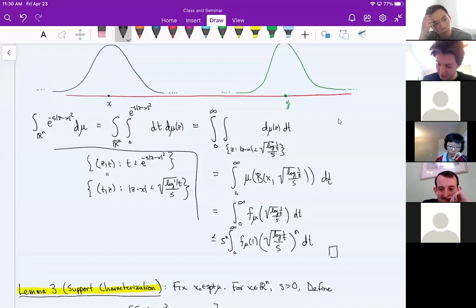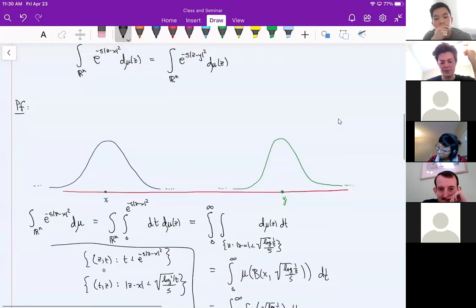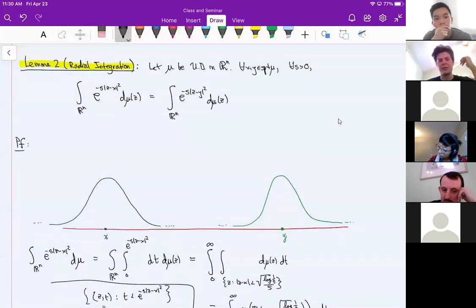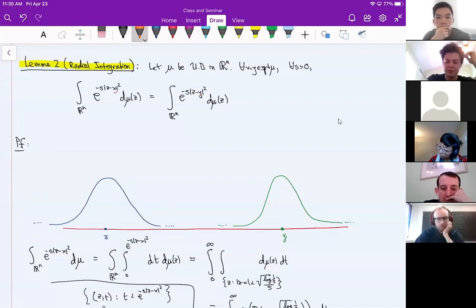Okay, so that's a proof of this radial integration thing, the fact that this integral is going to be the same for any point x and point y which are both in the support. It's the same for any two points.